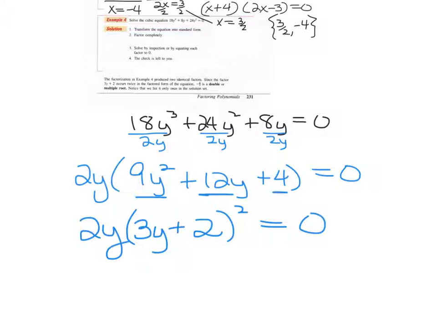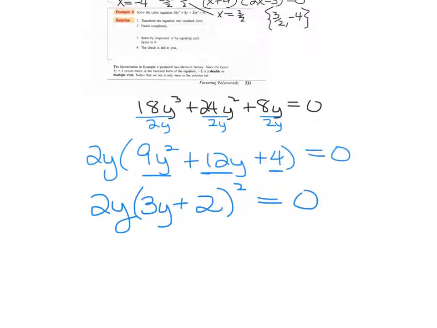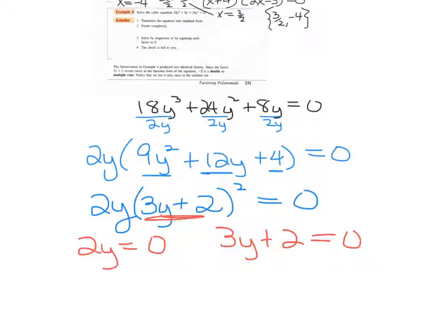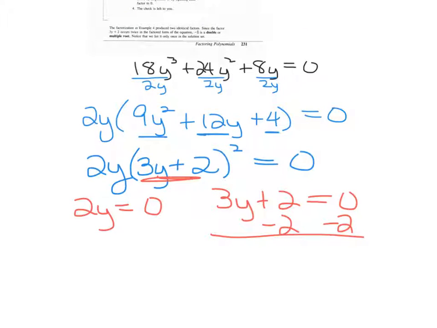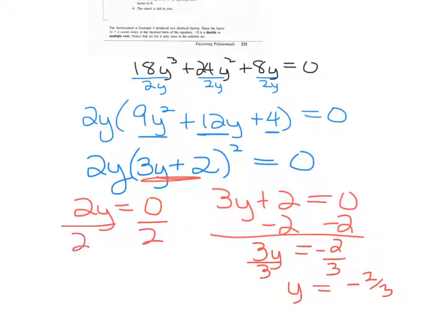So now what I need to do is set each of my factors equal to 0. Now, technically, this 3y plus 2 counts for 2 answers, but I only need to show the work one time. So I would subtract 2 here. 3y equals negative 2. Divide by 3, and y equals negative 2/3. I need to solve this one. Divide by 2, and y equals 0.